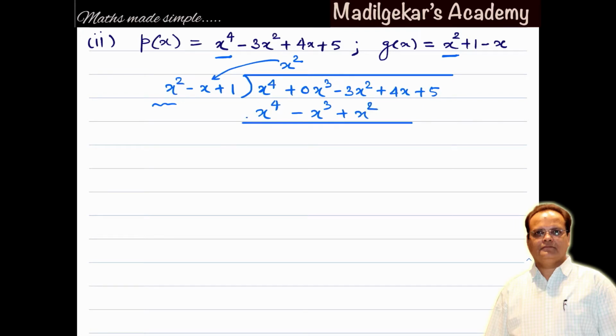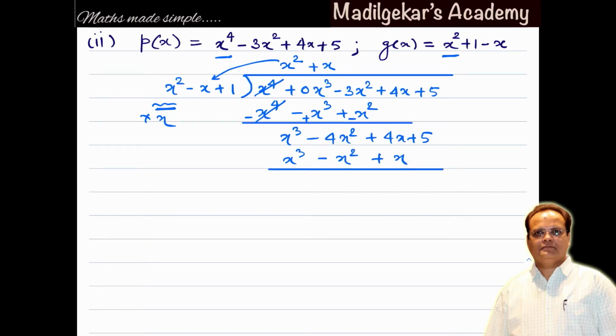Subtract. So minus, plus and minus, x raised to 4 gets cancelled. The new dividend is x cube minus 4x square plus 4x plus 5. Again, the coefficients of x square and x cube are the same. So multiply this x square by x. So we get x cube minus x square plus x. Subtracting, x cube gets cancelled. The new dividend is now minus 3x square plus 3x plus 5.